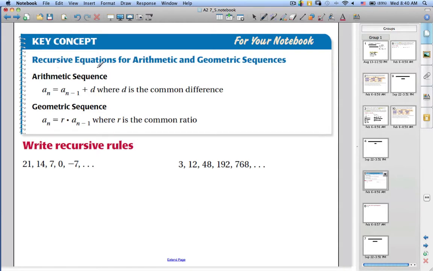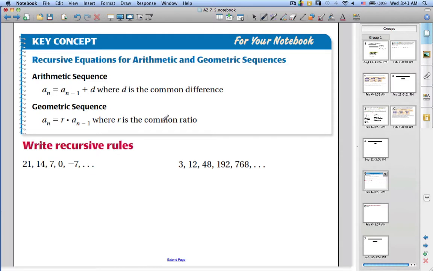So we have rules for building recursive equations. If it has an arithmetic sequence and I know the common difference, my recursive rule will always be a sub n is equal to a sub n minus 1 plus the common difference. And remember, a sub n is just a term, an unknown term. A sub n minus 1 is the term before it. So a term is equal to the term before it plus the common difference. And if we're looking at geometric sequences, a term is equal to the term before it times the common ratio.